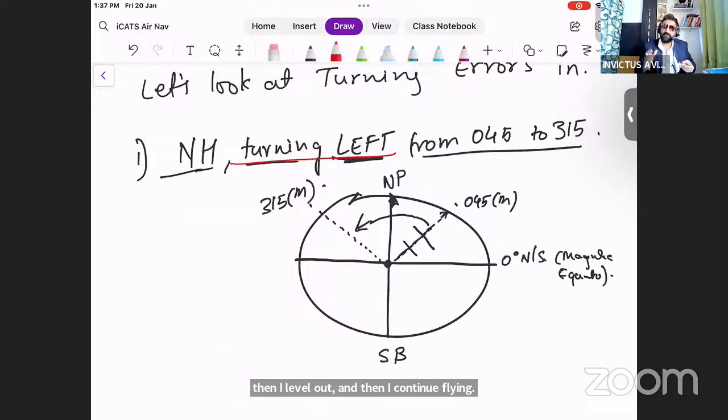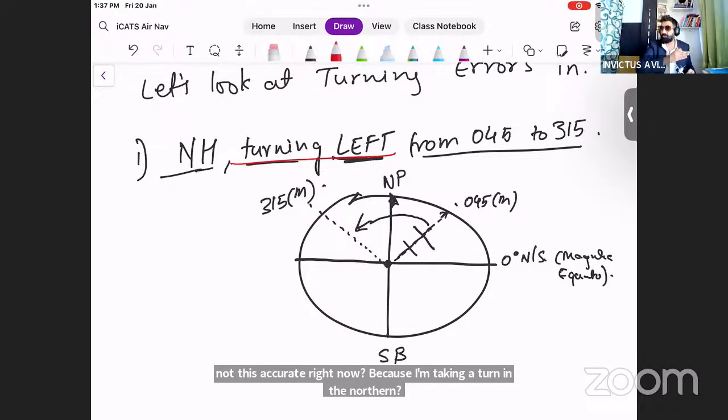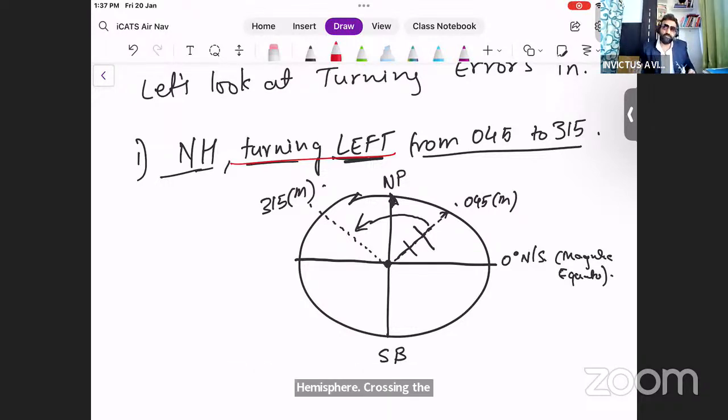The problem is my compass is not this accurate right now because I'm taking a turn in the Northern Hemisphere, crossing the north. So what am I supposed to do as a pilot? I'm supposed to be aware that, because of the impact on the magnet assembly, my compass is either underreading or overreading, whether the magnet assembly moves clockwise or anti-clockwise.